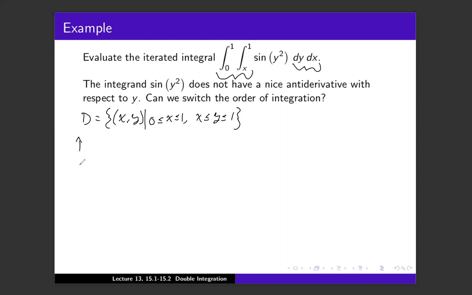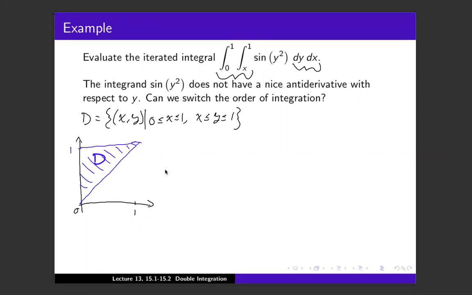What does that look like? If you actually sketch that out, x is going from 0 to 1. That's not a problem. y is going from x to 1. So what's y equals x? Well, that's just your basic diagonal line. And y is bigger than x, but less than 1. So y is above x, but less than 1. So here's our region D. That's the region D that we're going to be integrating over.